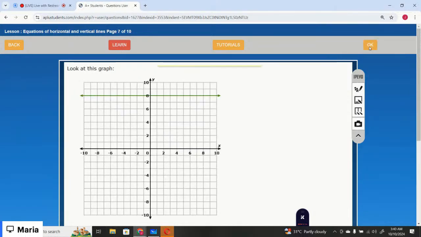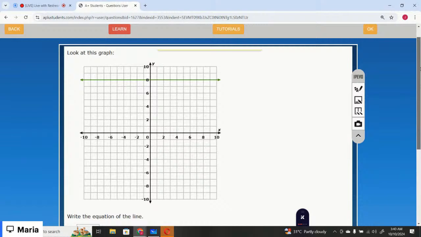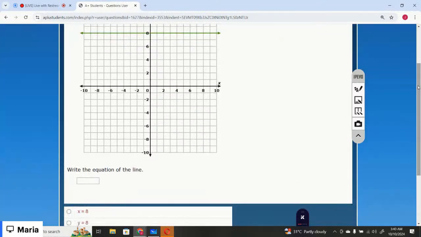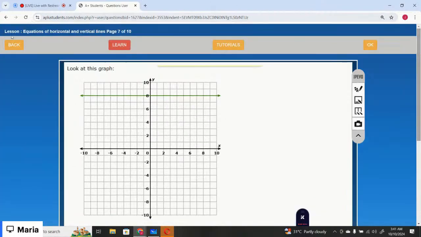Okay, look at this graph. What is the equation of the line? So which is the correct option? Which option is the correct one? That is y equals 8 is the correct option. Okay, you can complete the lesson by yourself later today.